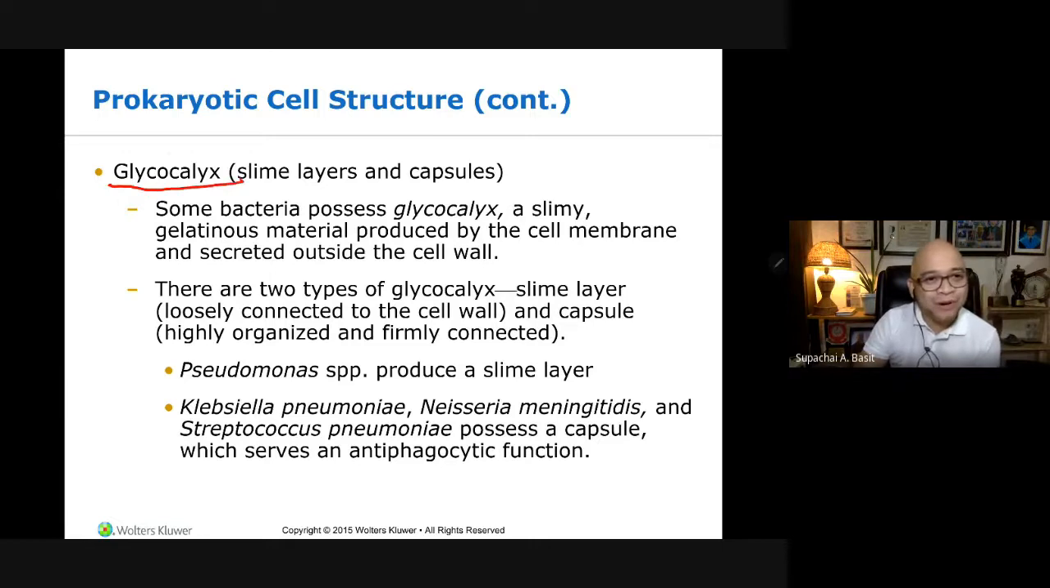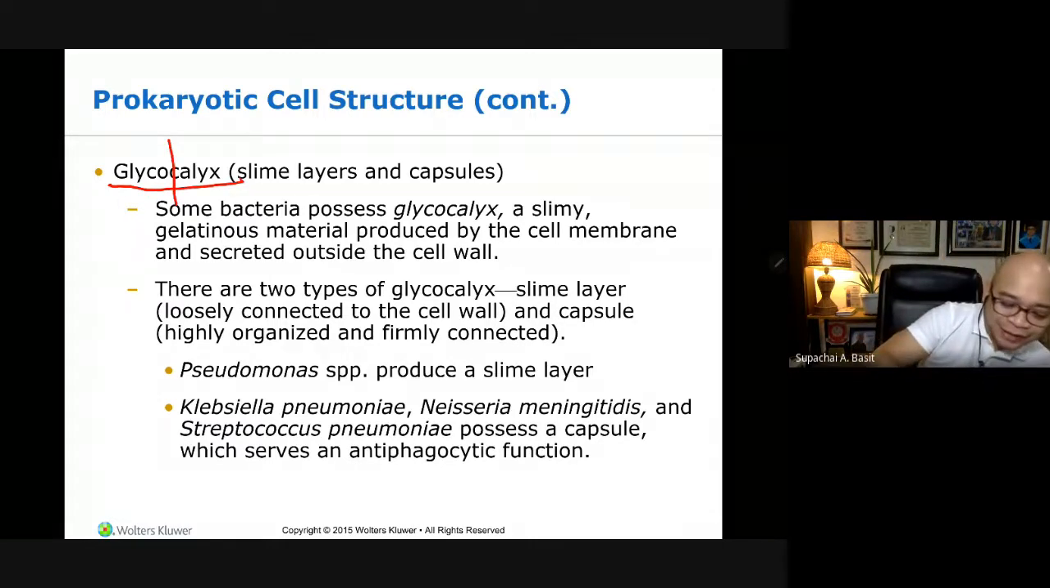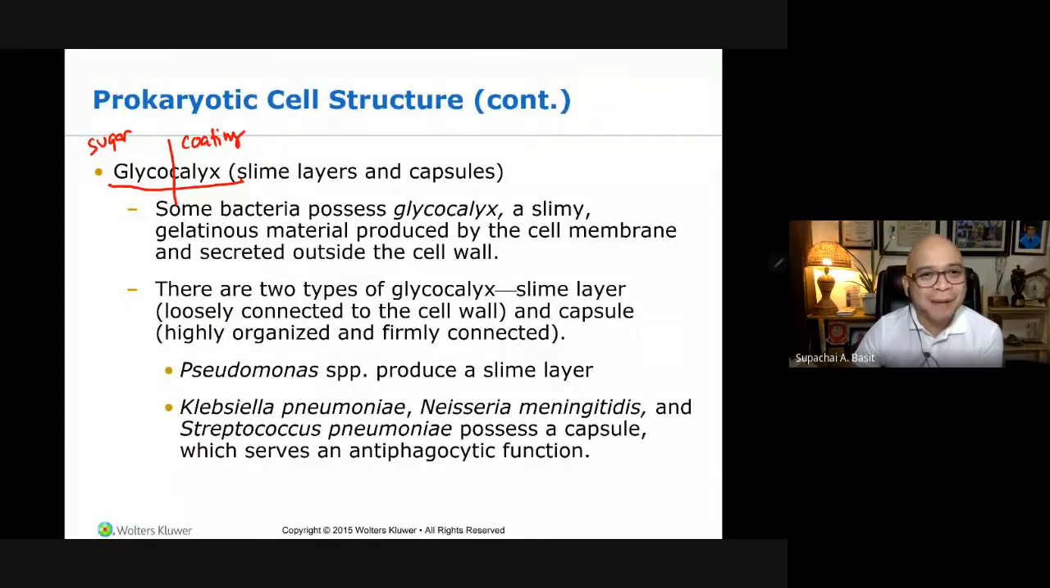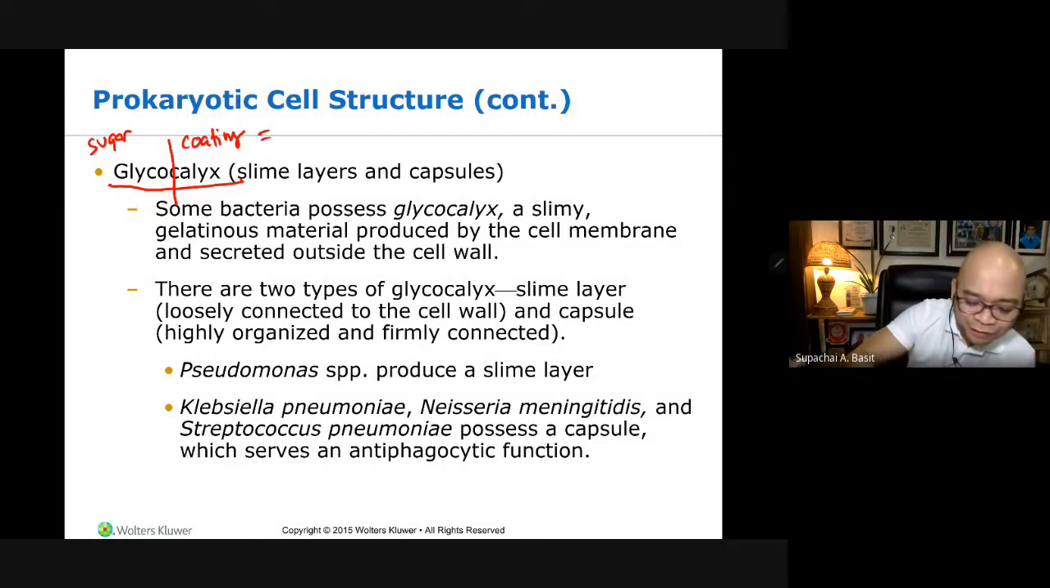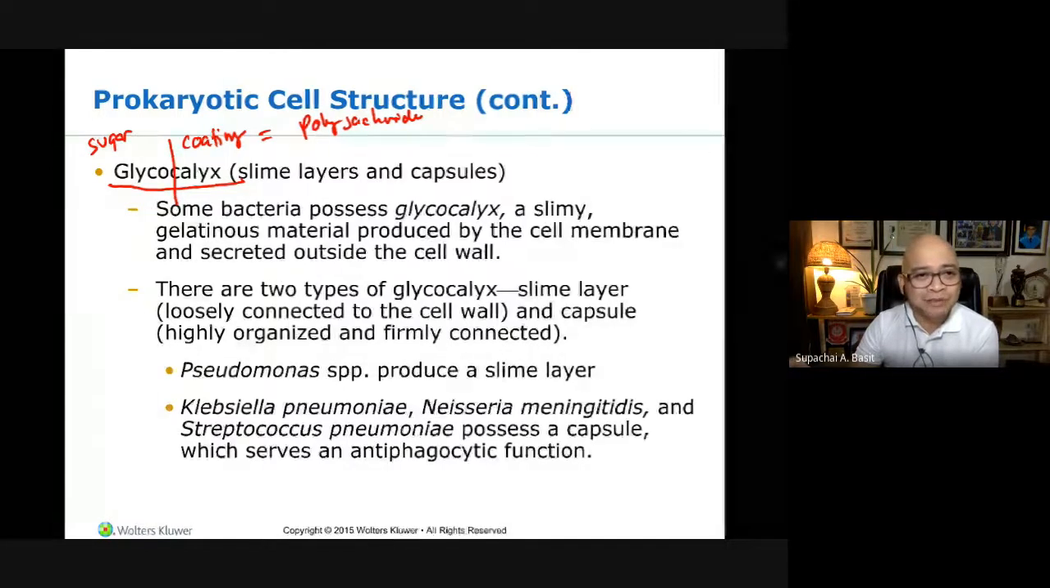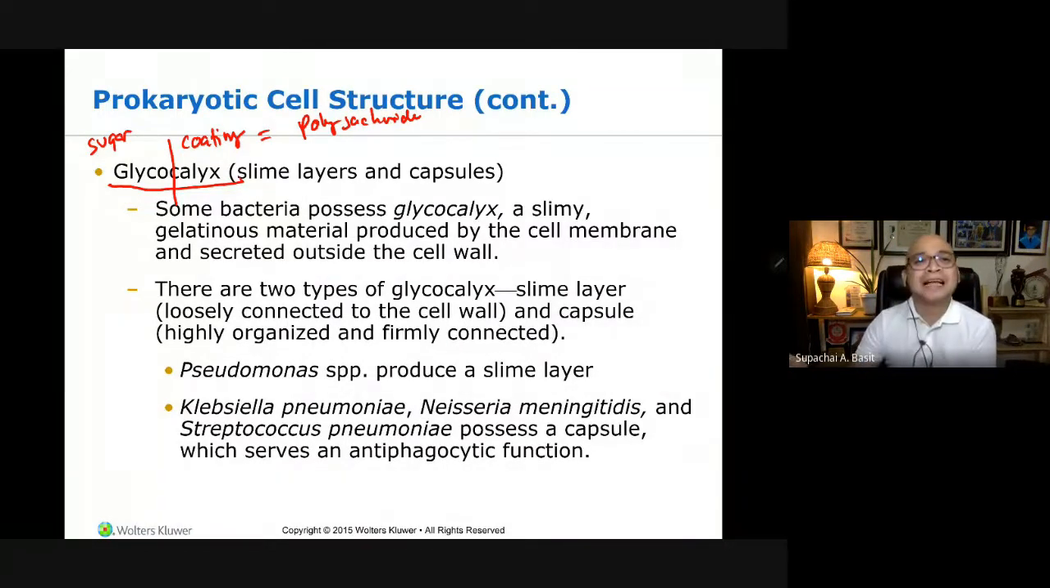We call it glycocalyx. Glyco means sugar, while calyx means coating, so it's called sugar coating. Why is glycocalyx a sugar coat? It's because it is made up of a polysaccharide structure. That's the reason why it's called sugar coating. And there are two possible kinds of glycocalyx: either a slime layer or a capsule.